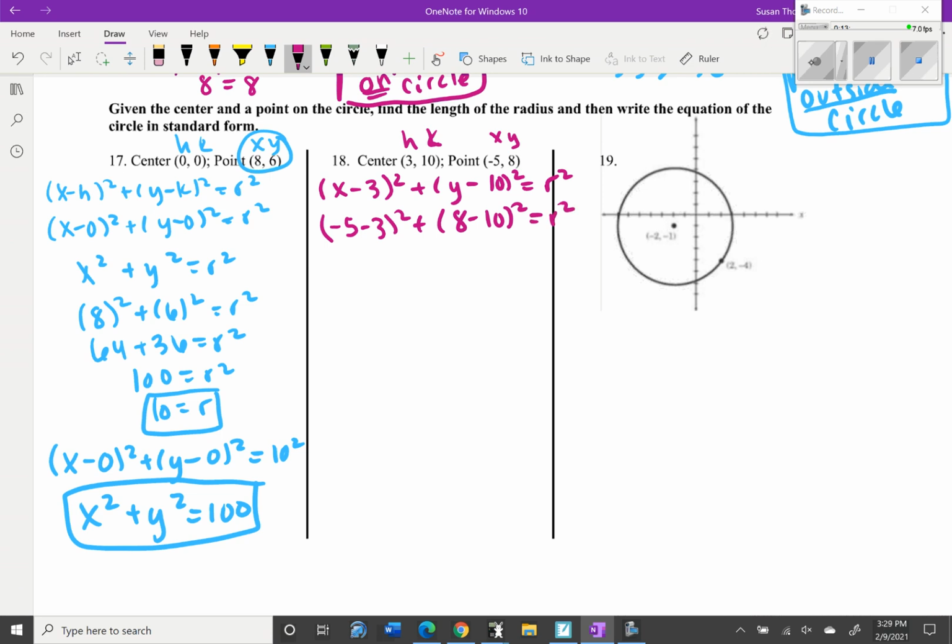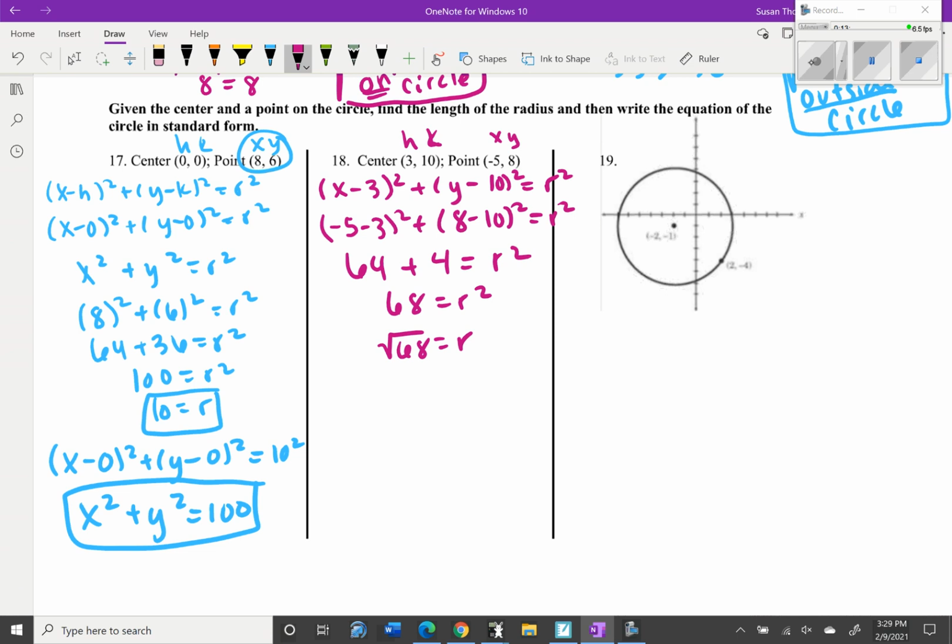So in this case, we get negative 5 minus 3, which is negative 8, and negative 8 squared, you're squaring the negative, so that gives us 64, plus 8 minus 10 is negative 2. Negative 2 squared is 4, equals r squared. So this gives us 68 equals r squared. So if we want to find the radius, then we're going to take the square root of this. Again, you don't need the minus, so the square root of 68 equals r.